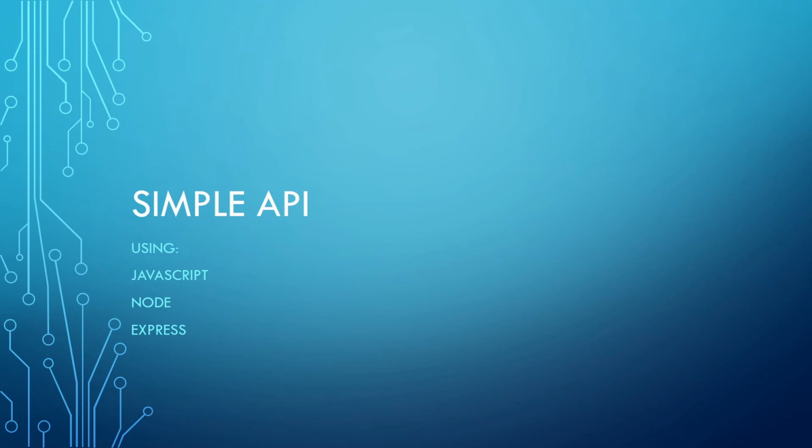And Node is a backend framework that allows you to use JavaScript, which is primarily a front-end language, to build a backend application. And Express is a library that we're going to import to make creating an API very, very simple.